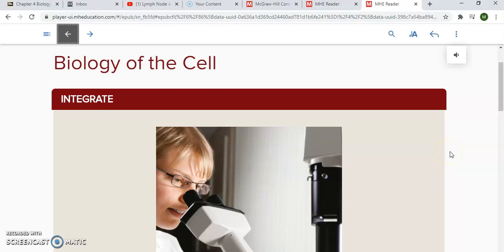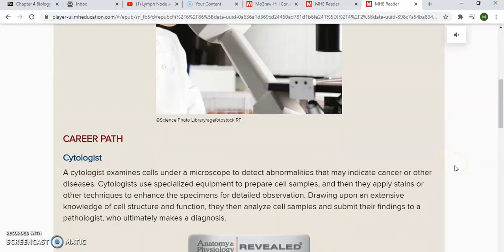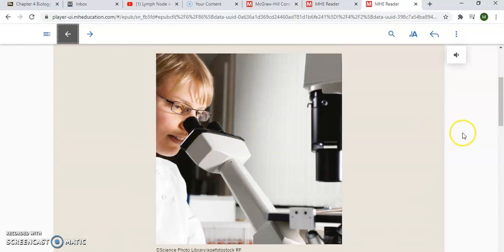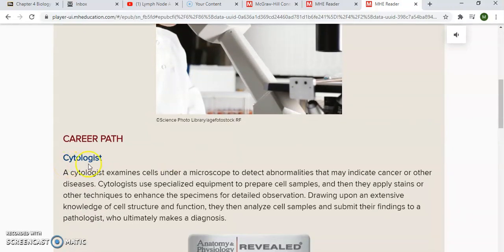So our cells are small enough that we need the aid of a microscope to see them. And so this is showing a cytologist here looking under the microscope at cells. But cytology is the term for the study of the cells in the body.